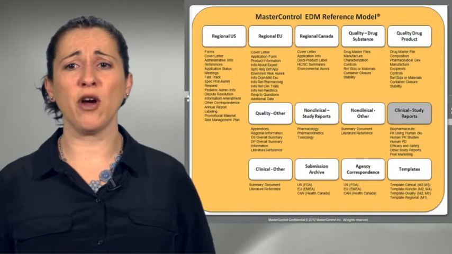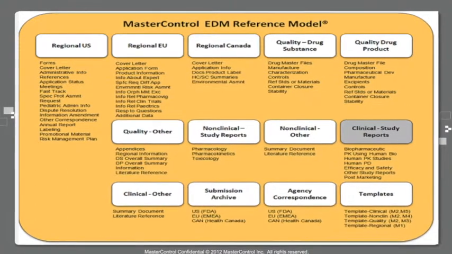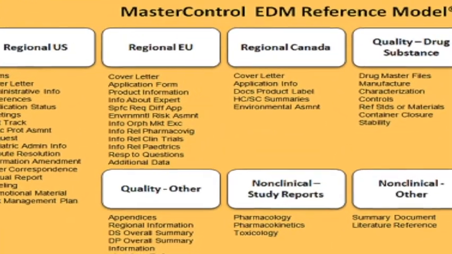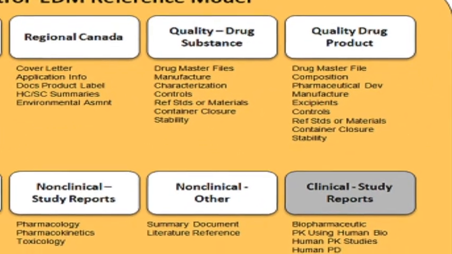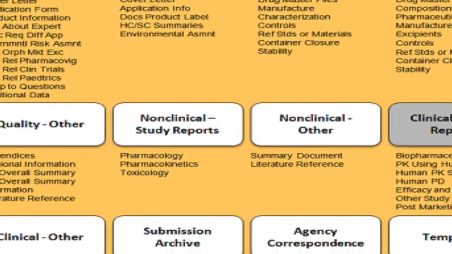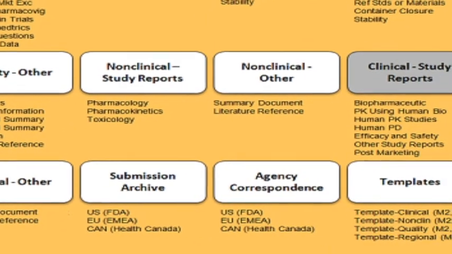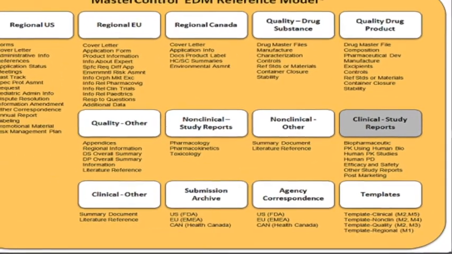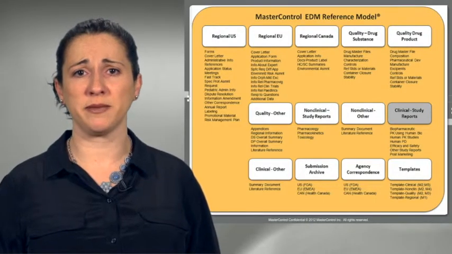So here's a visual example of what the configuration looks like within the EDM reference model. We have a number of what we call info card types, or high-level categories for documents, covering regions such as the US, Europe, and Canada. We have the different quality aspects of documents for drug substance, product, and other, the category of other, which encompasses the summaries as well as literature reference. We have clinical components of the configuration for clinical studies and clinical summaries, and also the non-clinical with regards to the pharmacology, toxicology, and ADME type study reports.